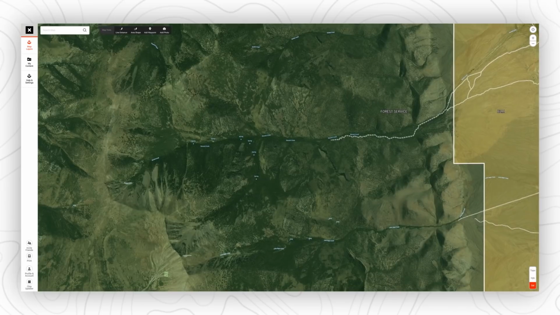Now that you have the basics on where to start and get started, you can do the exact same thing on your onX Hunt app. Just pull it out and start looking for those things that we talked about: elk habitat, access, and a place to go. Once you've narrowed that down, you're well on your way to finding elk this season.